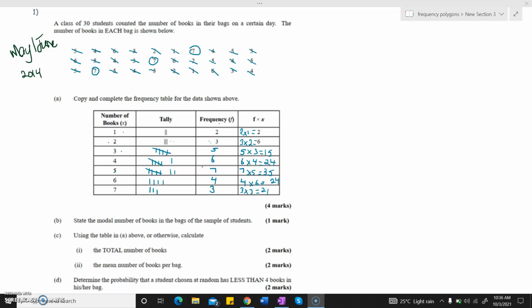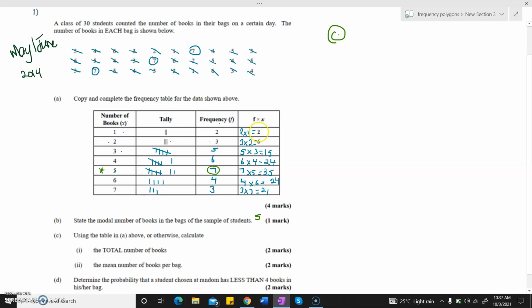If we look at the frequency, the highest frequency was 7. So how many books represents 7, right? And that's the modal number of books, which is 5. So the modal number of books is 5. 1 mark for that. Part C, using the table, find the total number of books. Now to find the total number of books, what do we have to do there, right?